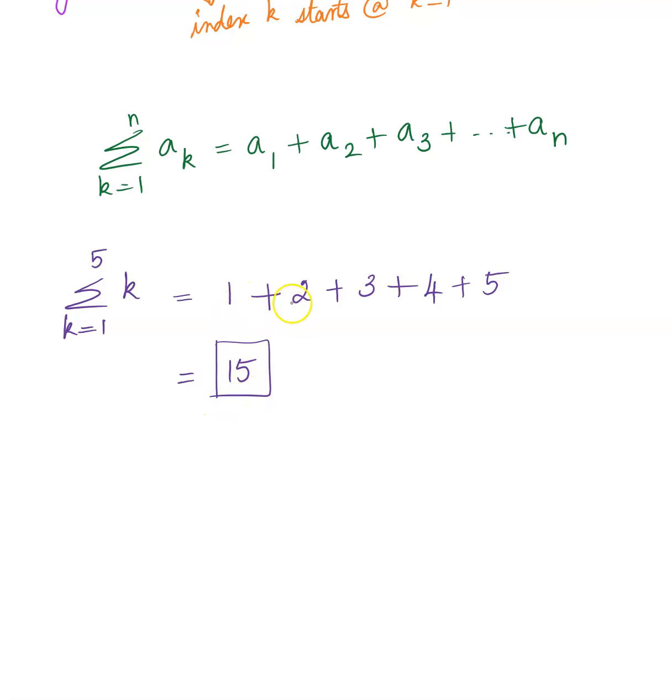So you don't have to write 1 plus 2 plus 3 plus 4 plus 5. You just say summation k 1 to 5. The answer is 15, and we would understand that.